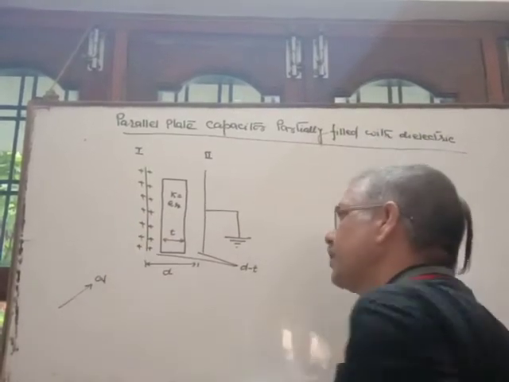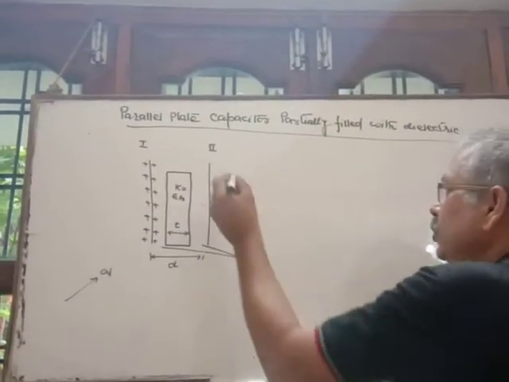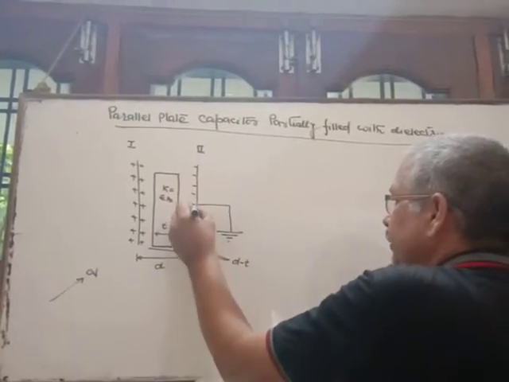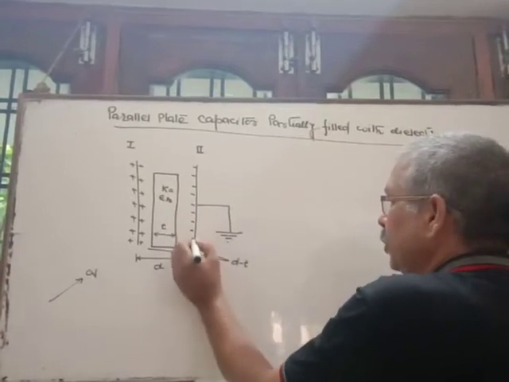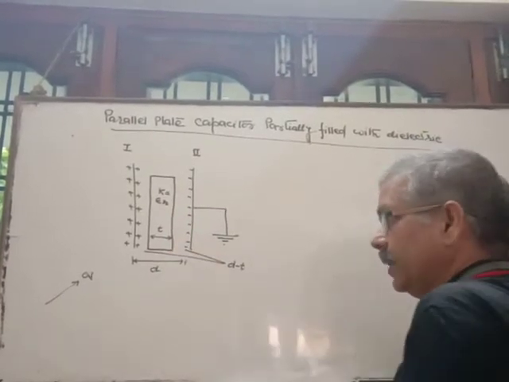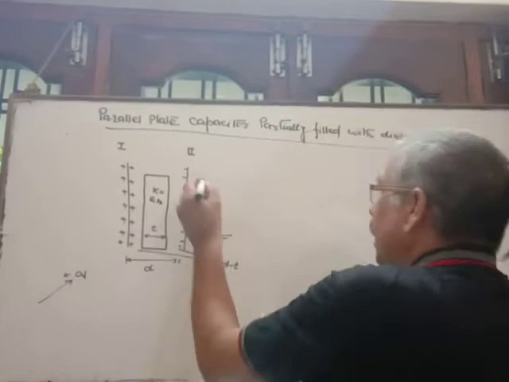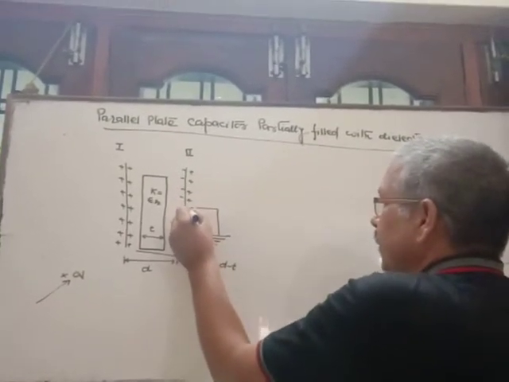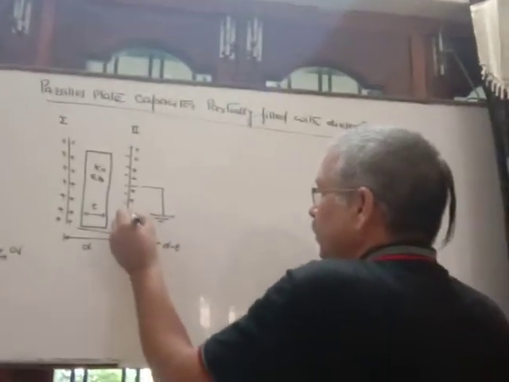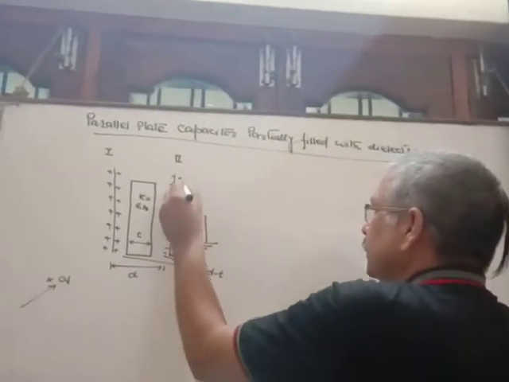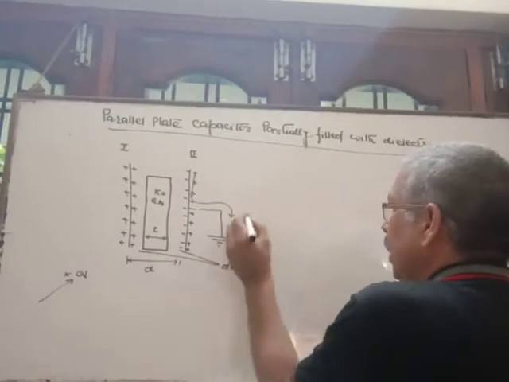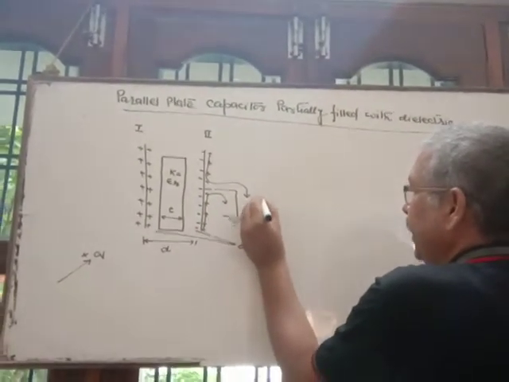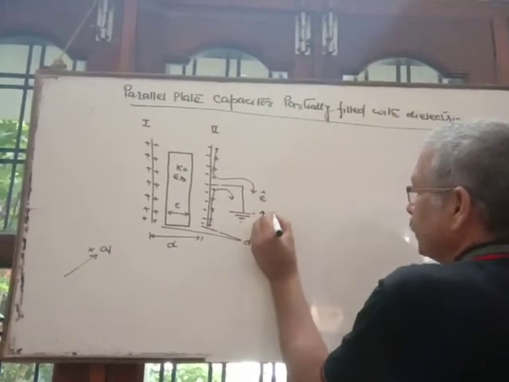By the induction process, negative charge is developed on the inner surface of the second plate and positive charge plus Q is developed on the outer surface of the second plate. And since the outer surface is connected with the earth, the whole positive charge is transferred to earth and becomes neutral after combining with the electrons.